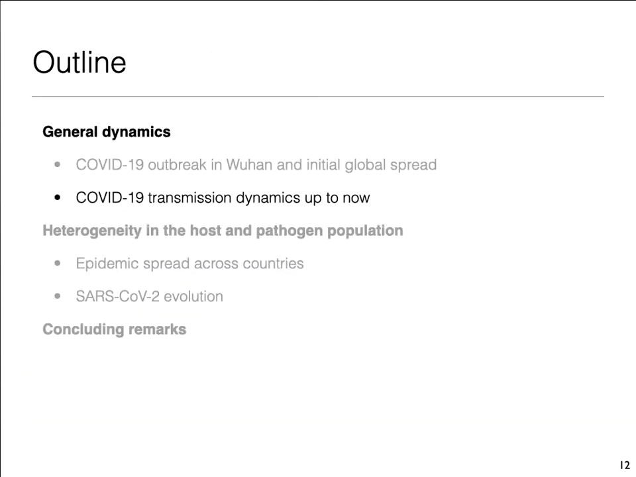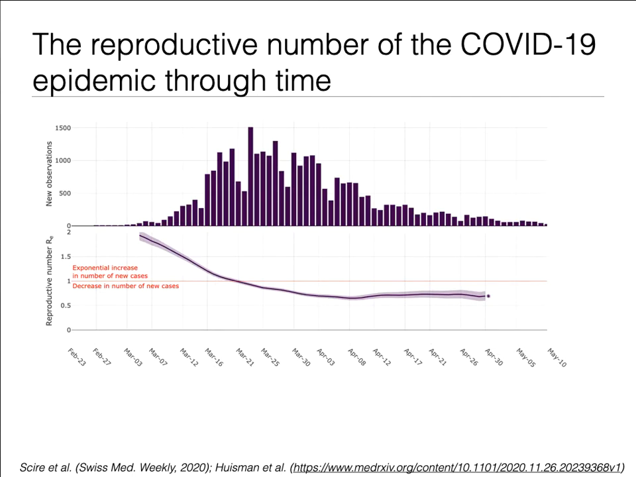Now, what happened since then? We were closely monitoring the reproductive number of the COVID-19 epidemic through time across different countries. And how do we calculate the reproductive number? We look at the number of confirmed cases on each day, or alternatively, the number of hospitalizations or the number of deaths. And from that, we calculate the reproductive number as follows.